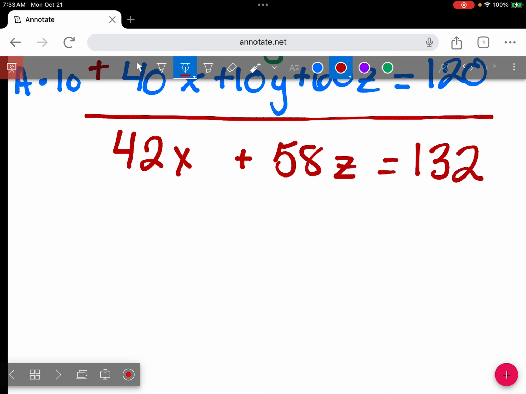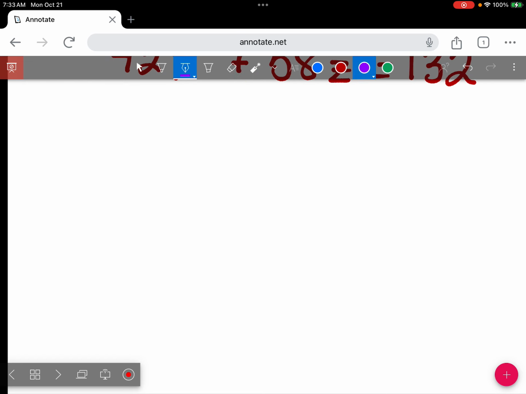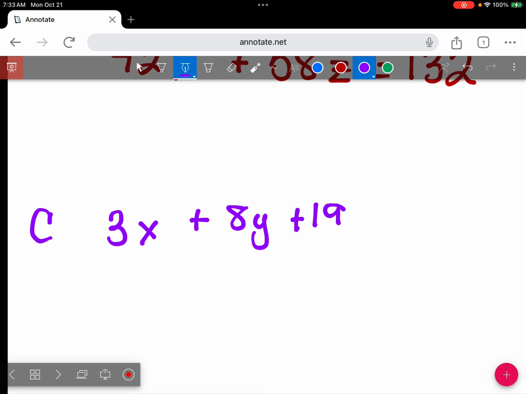So I've used A and I've used B. Now I need to use C somehow because that hasn't been involved. So what I'm going to do is I'm going to make another pair of equations. I need to for sure use C. I'm going to come down here with that. We're going to have our 3x plus 8y plus 19z equals 38. I'm just bringing that one down.